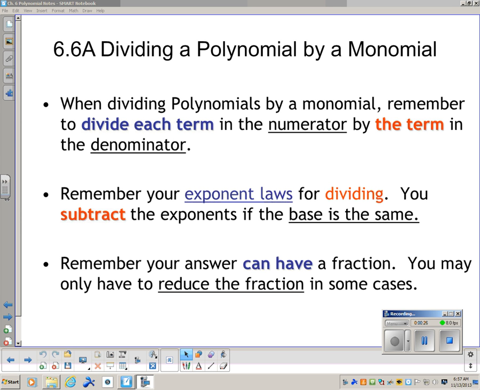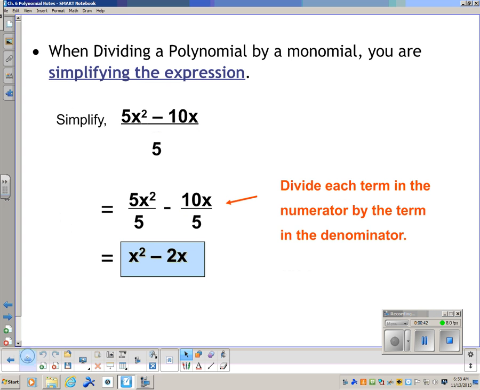You subtract the exponents if the base is the same. And then the regular numbers, you just go ahead and divide them or reduce them down. And then remember your answer can have a fraction. You may only have to reduce the fraction in some cases, so you might not have to do that in all of them. So we're going to be simplifying these expressions. When we divide a polynomial by a monomial, we just simply simplify the expression.